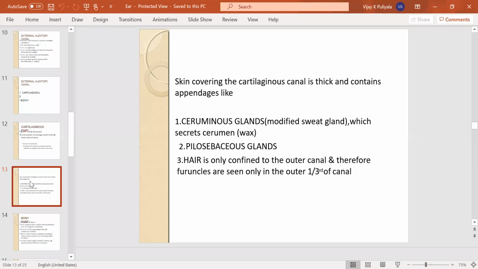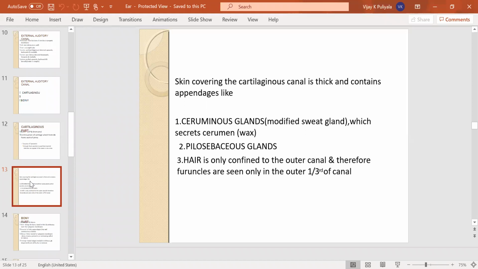Here the skin covering the cartilaginous canal is thick and contains appendages like the ceruminous glands, which are modified sweat glands which secrete the wax, cerumen. They prevent the maceration of the skin of this external acoustic canal. Along with that, we have the pilosebaceous glands, and hair is only confined to the outer canal.